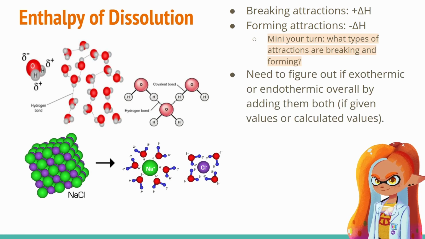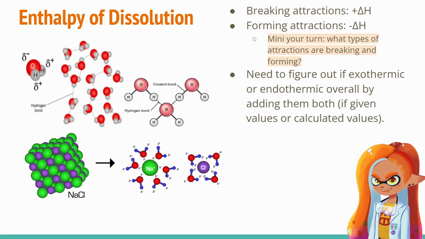And so we need to figure out if the enthalpy of dissolution is exo or endothermic overall, because we have both happening. We have attractions that are breaking and attractions that are forming. And so there's multiple ways that this can be asked. So for example, you could just be straight up given the values, or you might need to calculate delta H based off values that are given to you. So you should be able to do both depending on what's happening.